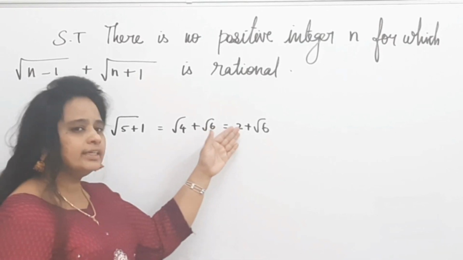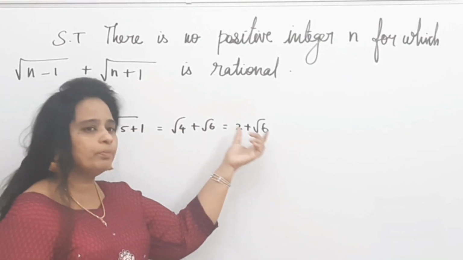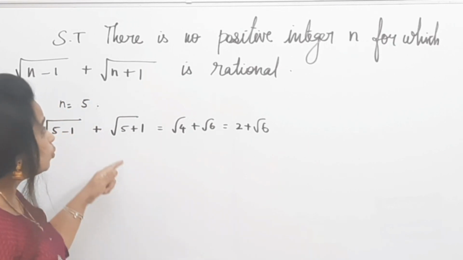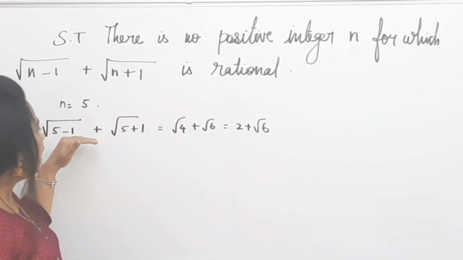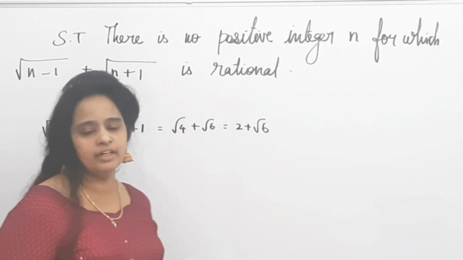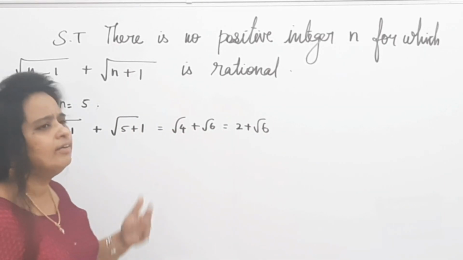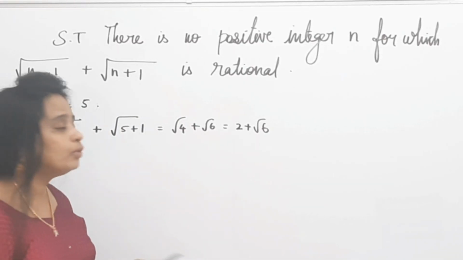Now, this is the result: for any positive integer you take, the expression is going to be irrational. That's what the question says. You cannot prove for any positive integer that the result is rational. But we'll try to see whether that statement is correct. So, how do we prove it?